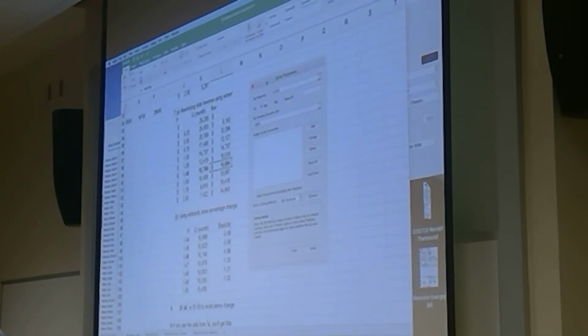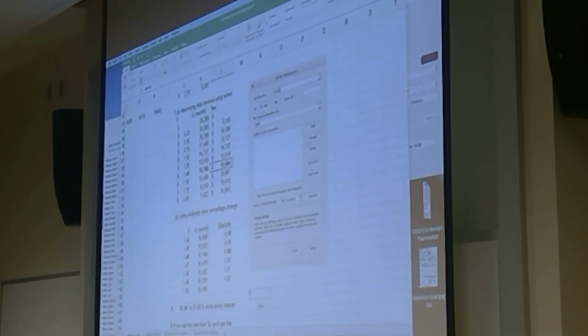Okay? So, any questions about how Solver works? Have you seen Solver in 201? Did he teach you about Solver? So you know about it. Okay, very good. So no other questions about that?